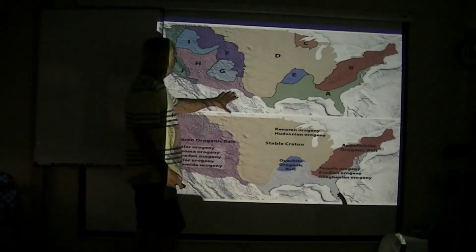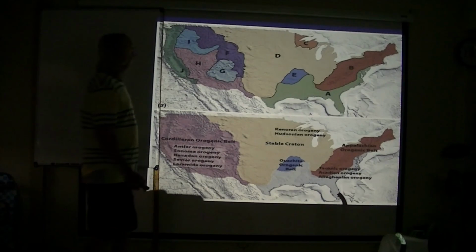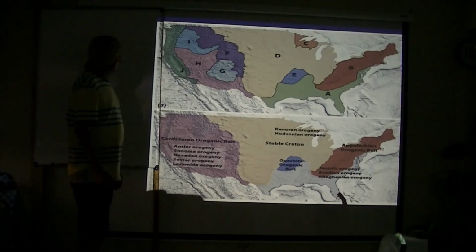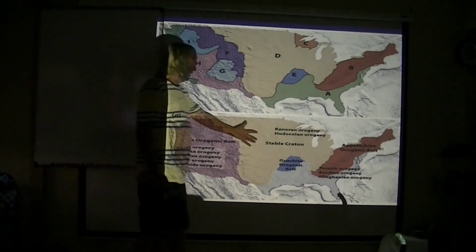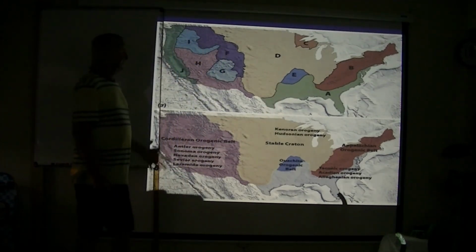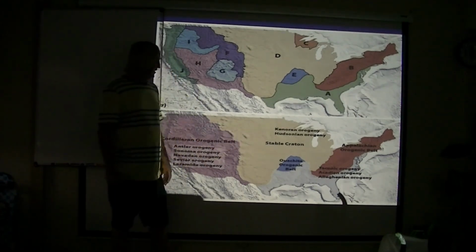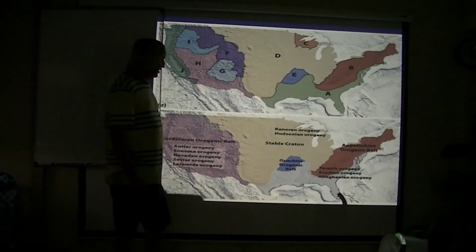So this entire area here is pretty flat country. It's also called the stable craton because there are no mountain events, no real mountain building events. They kind of make a little bit of a stretch here.